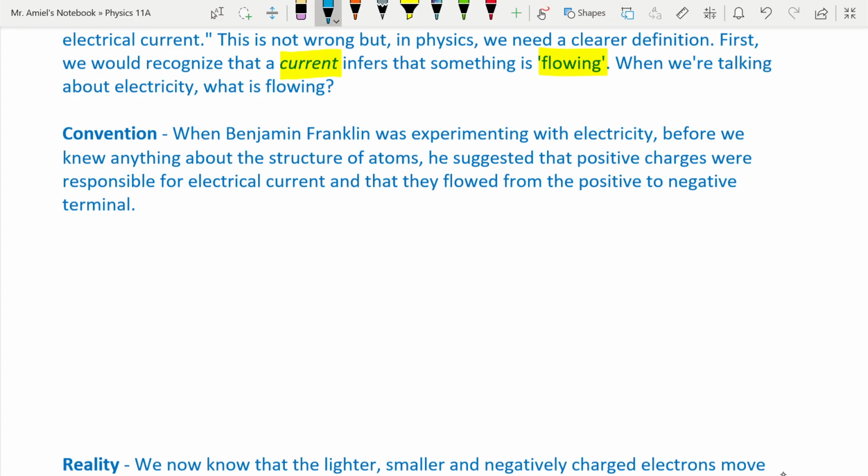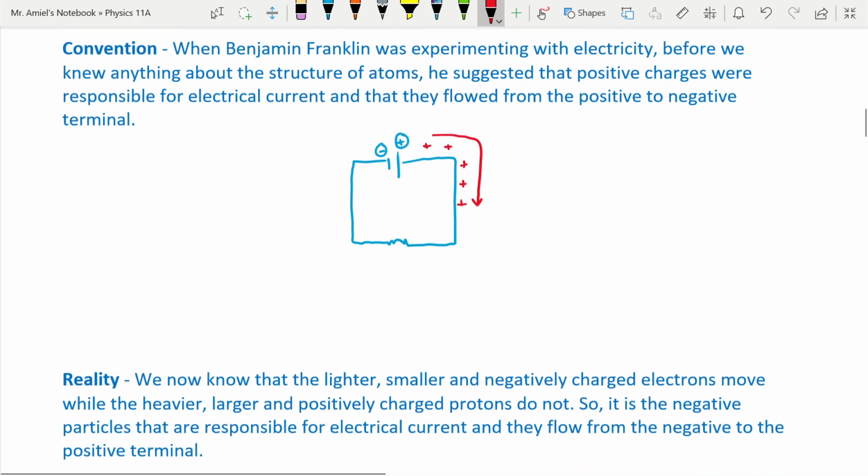So let's draw a very simple circuit. We're going to have a cell or battery here, with a negative and a positive terminal. We're going to have a wire here that's connecting the terminals. This here is a resistor. What Franklin thought was that there was a bunch of positive charges moving in this direction from positive to negative. Not a bad guess. Again, we didn't know anything about the structure of atoms at the time.